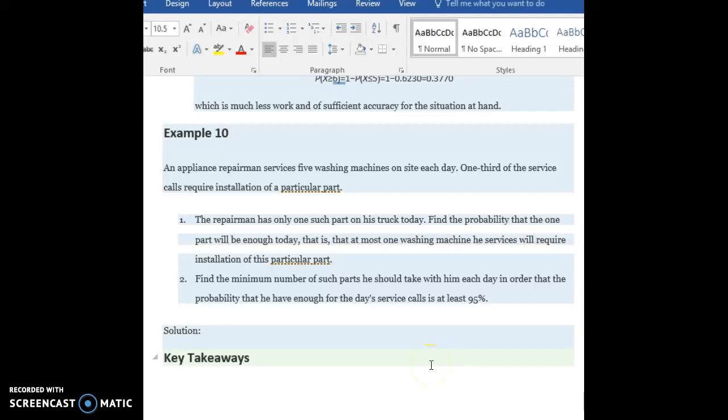Okay, in example 10, we have this appliance repairman who is going to service 5 washing machines. 1/3 of the service calls require an installation of a particular part. So he has only one of these parts on his truck today. We want to find the probability that one part is going to be enough. So let's take a look at what that is.